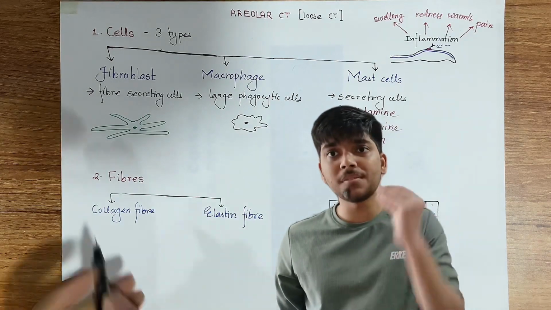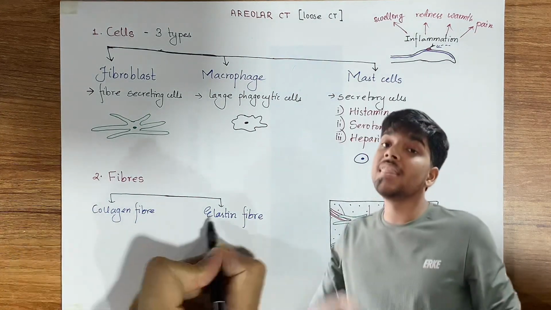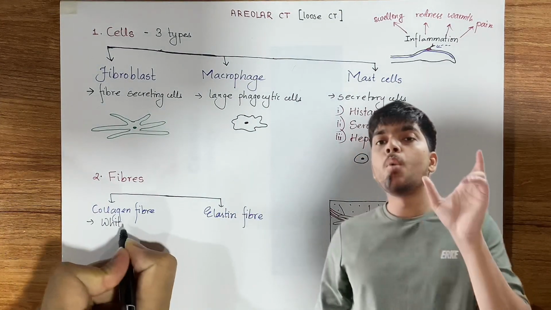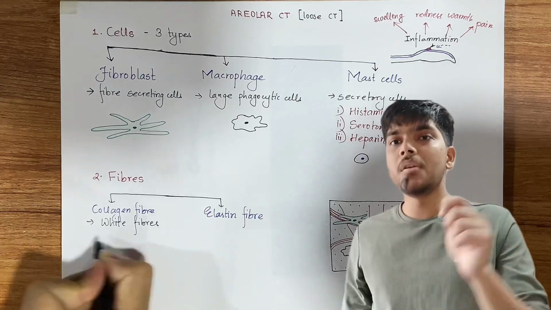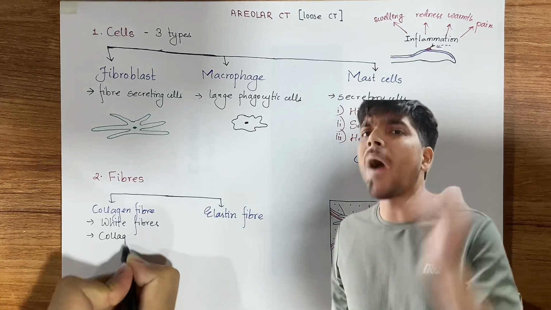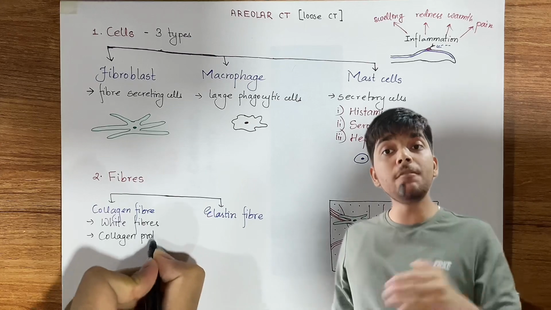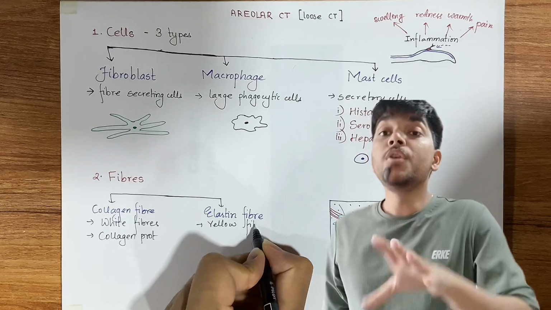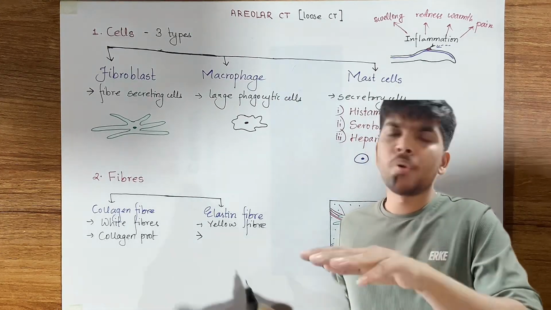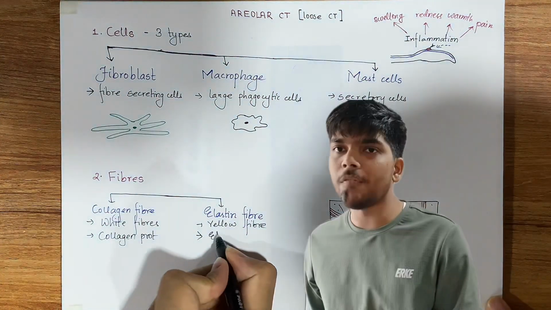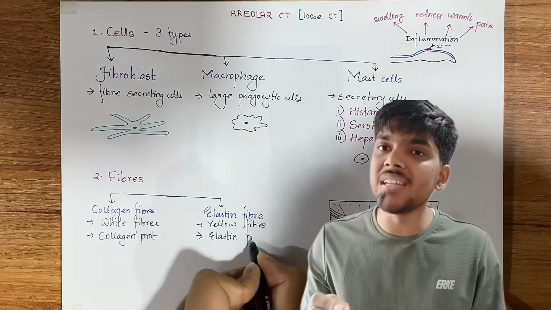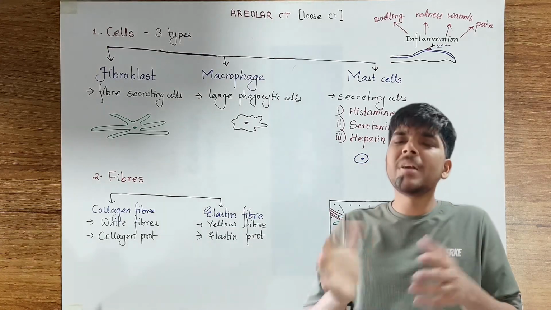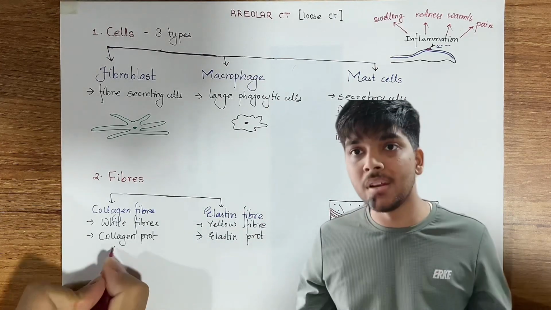All right, then secondly, fibers. There are two types of fibers found. There's your white fibers and there's your yellow fibers. Why the names white and yellow? You'll know. White fibers, they contain protein collagen, and collagen protein is whitish in color. That's why the fiber itself looks whitish in color. That's why the name given to the fiber, white fiber, or you could also call it collagen fiber due to the presence of protein collagen. Second is your yellow fibers, which contains protein elastin, which is yellowish in color. That's why the name to the fiber given, yellow fiber, which can also be called elastin fiber because it contains the protein elastin. You get it, right?